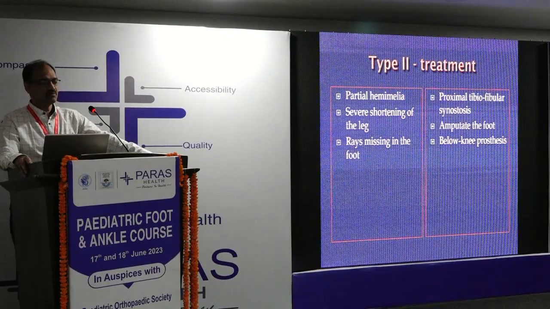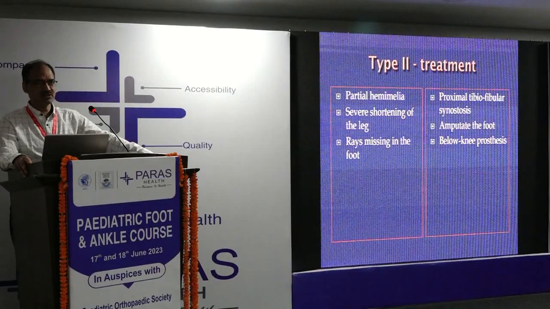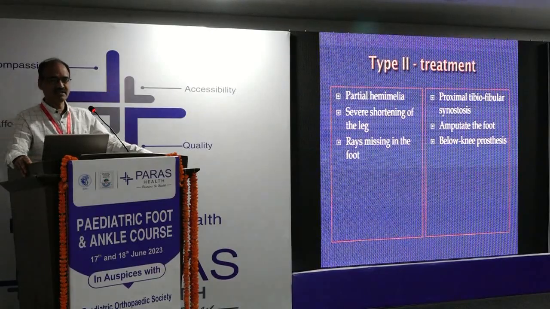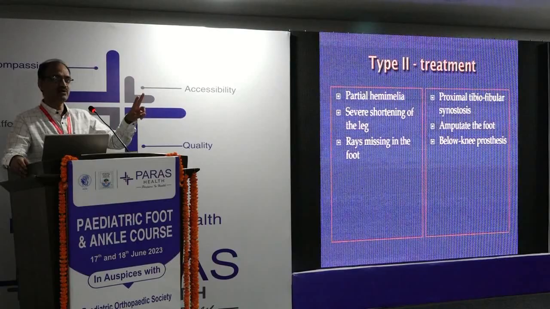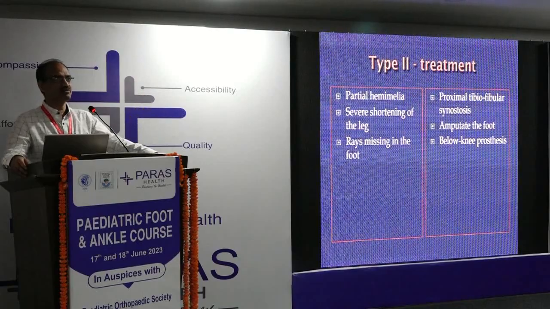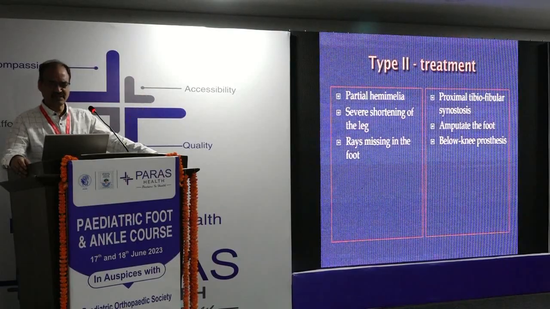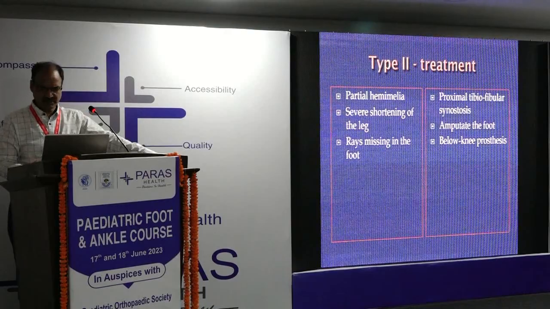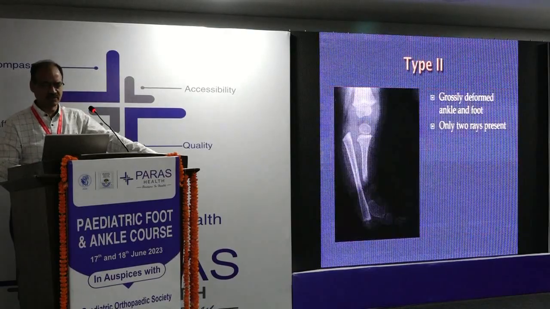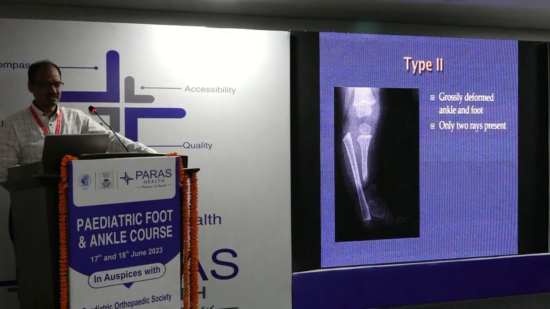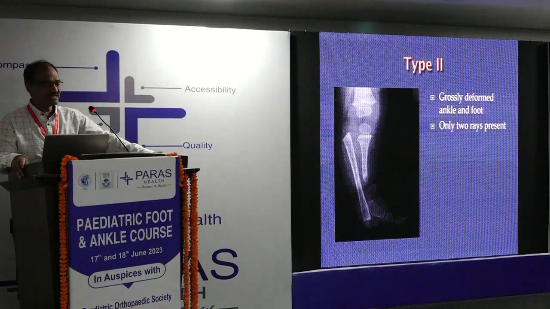When there is a partial tibial hemimelia with severe shortening and rays missing, when only 1 or 2 rays are there, it's not a stable foot. We can do an amputation, and a below-knee prosthesis can be fitted. Like this, where there is a gross deformity with only a single ray present.